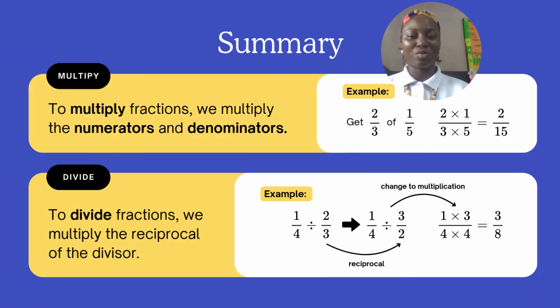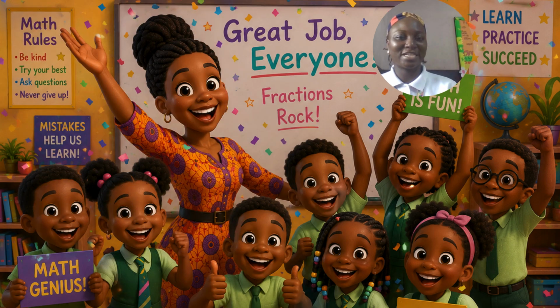So let's have a quick recap of what we have learned. In multiplication, if you want to multiply fractions, you multiply the numerators and the denominators, then you simplify. Then in division of fractions, we need to find the reciprocal of the divisor and change it to multiplication. And that brings us to the end of our mathematics lesson on multiplication and division of fractions.